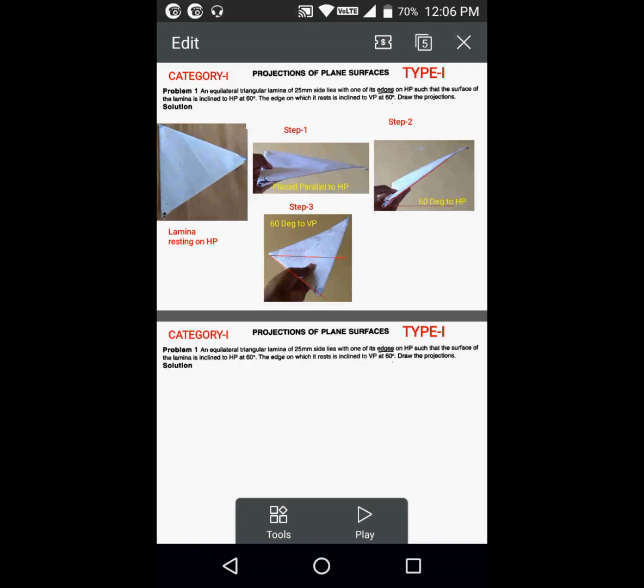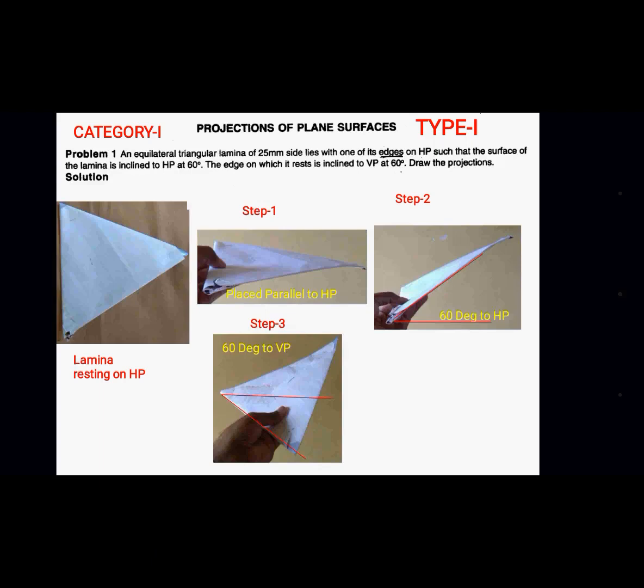So yesterday's class we covered two problems, one on triangular lamina and the other one on square lamina. Both the problems are related. We are in the stage of category 1 and type 1 problems. I have categorized these problems just to make the concept clear to you. Otherwise, if I cover the problems randomly, it will not be better.